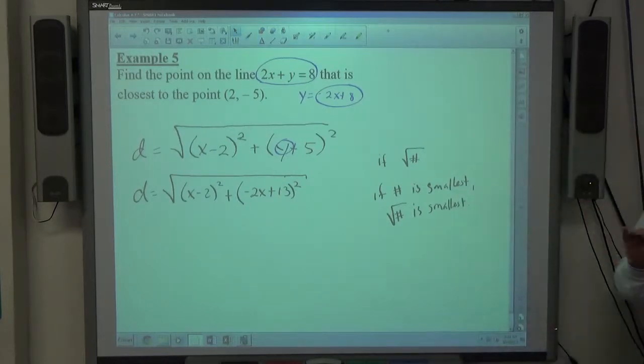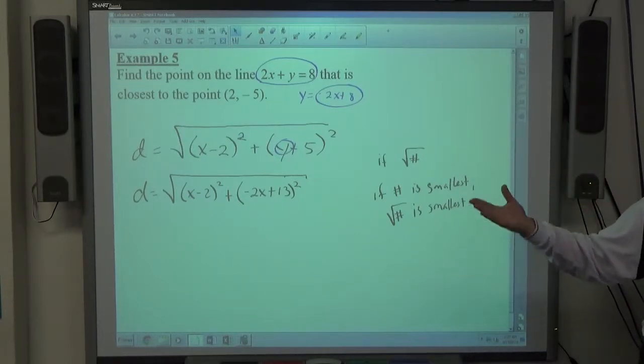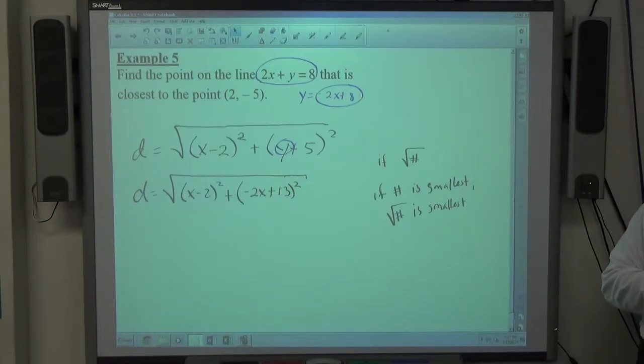What that's stating is, if I can make (x − 2)² + (−2x + 13)² the smallest it can be, then the square root of that is still the smallest it can be, right?